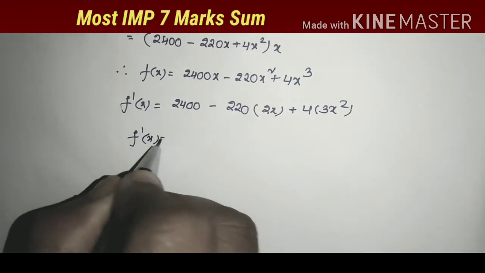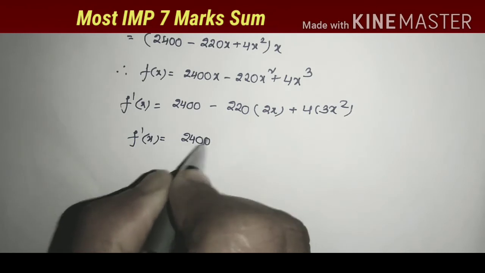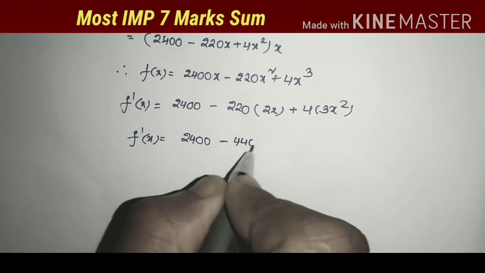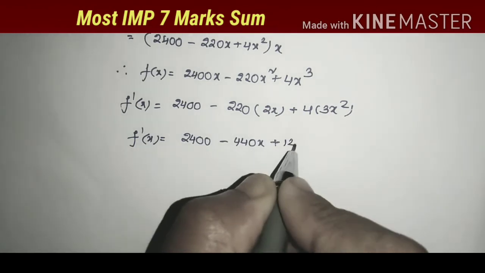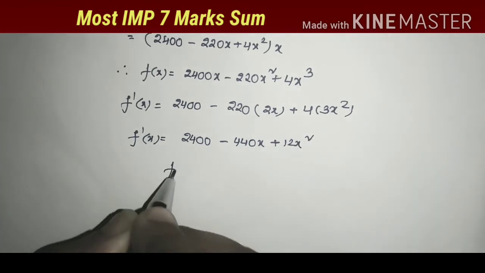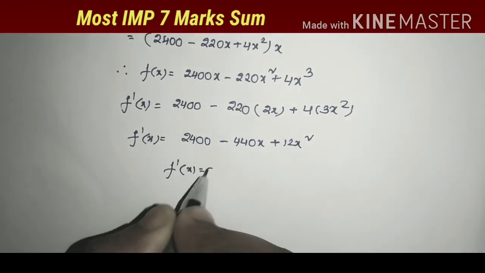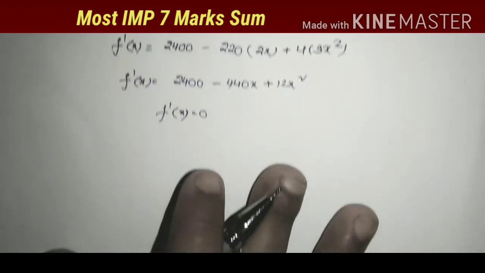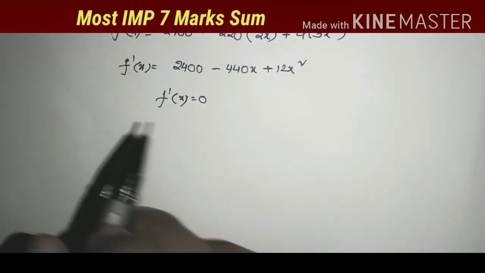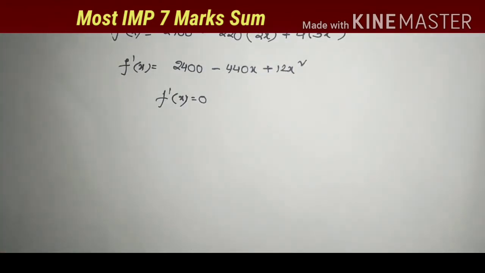That is, f dash of x is equal to 2400 minus 440x plus 12x square. So this is the value of f dash of x. Now to find the maximum or minimum value, first of all we have to take f dash of x equal to 0.